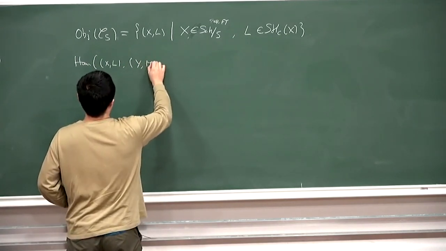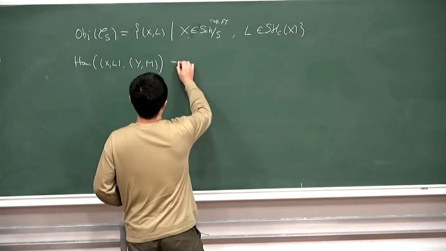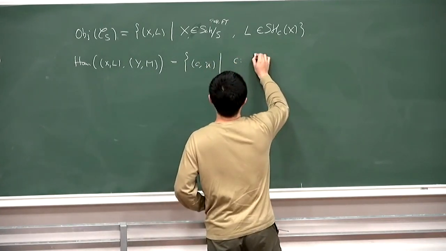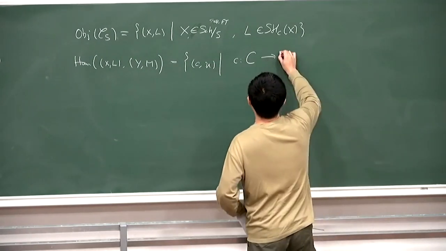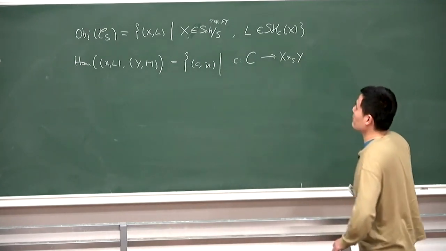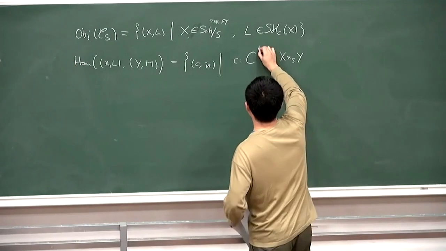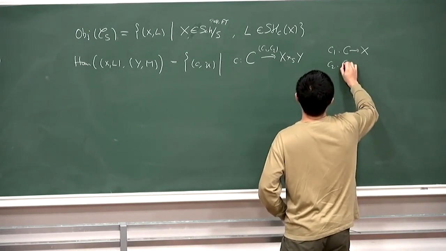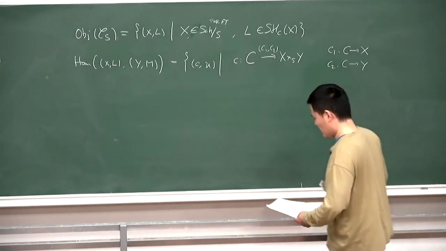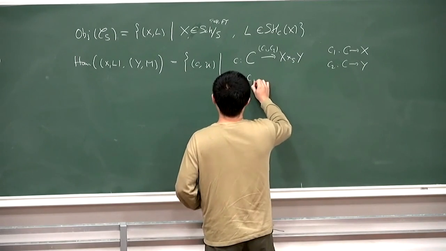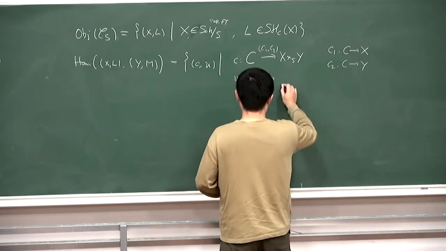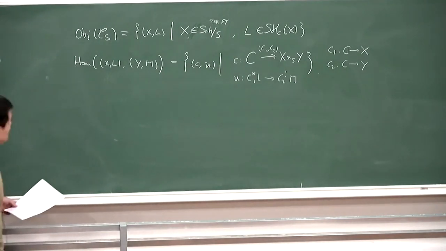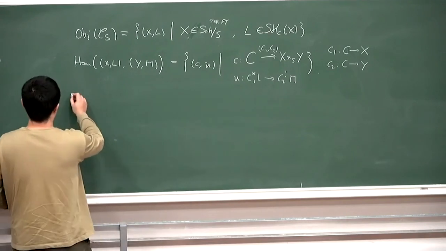If we have two pairs, (X, L) and (Y, M), we define the morphisms to be a pair (C, U), where C is a scheme with a morphism to X times over S Y. So you can view such a morphism as two morphisms, C1 from C to X, and C2 from C to Y. And U is a map from C1 upper star L to C2 upper shriek of M. Okay, so we have objects and we define the Hom groups, and we need to define the composition of Homs.